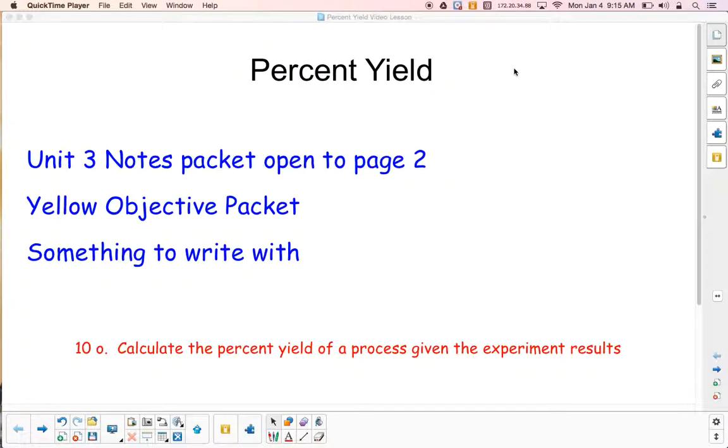For this video lesson, you will need your Unit 3 notes packet, open to page 2, your yellow objective packet, and something to write with. This lesson will cover Learning Objective 10.0: calculate the percent yield of a process given the experiment results.